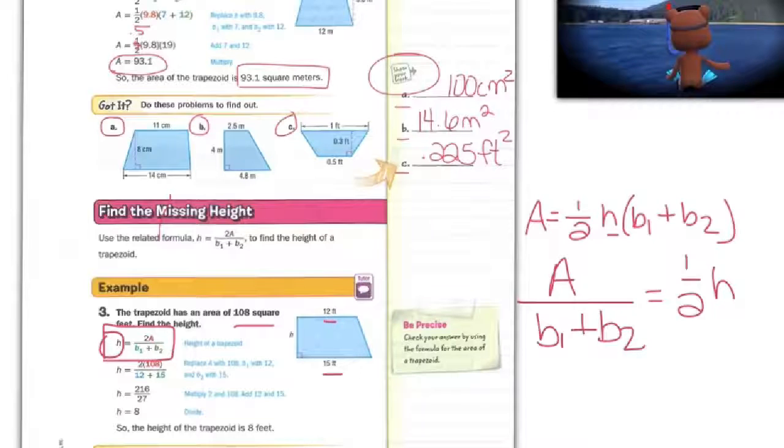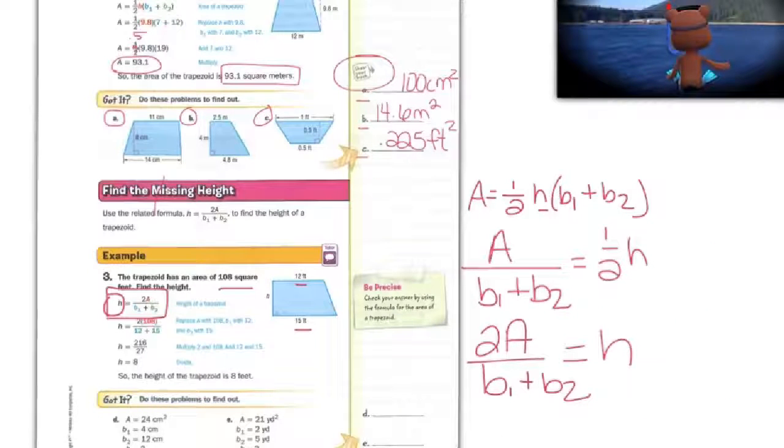So, we still want to get height alone. In order to get height alone, what you have to do is multiply by the reciprocal of 1/2. I know this sounds really tricky, but I just want to explain to you what's happening. In order to get that by itself, you multiply both sides of that equation by 2 over 1, because 2 over 1 is the reciprocal of 1/2. Okay, so then we are left with 2a over b1 plus b2 equals the height.